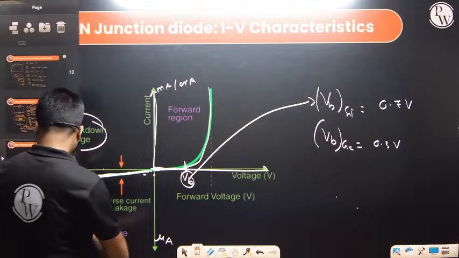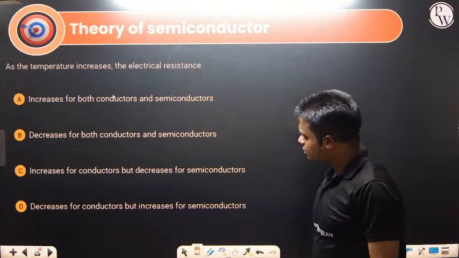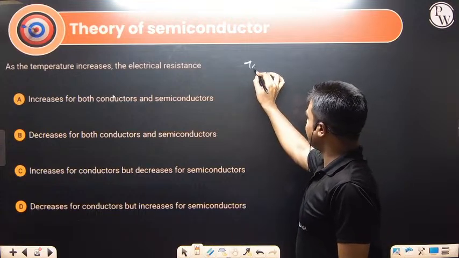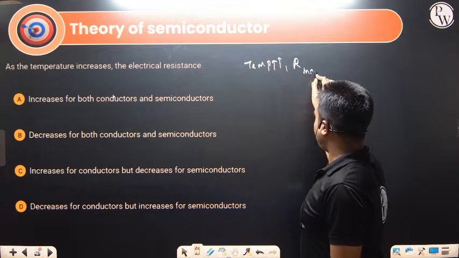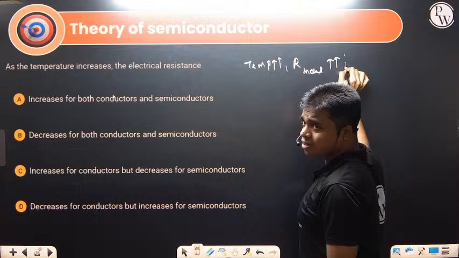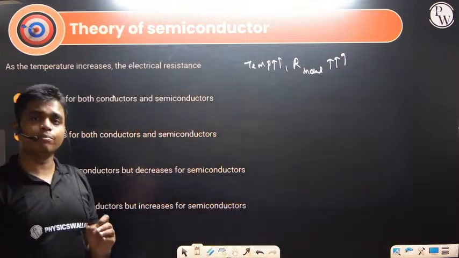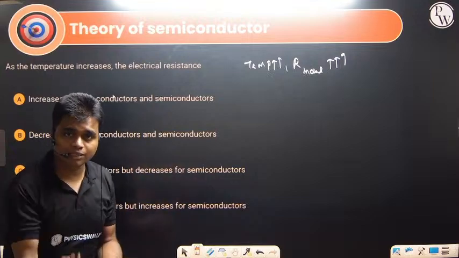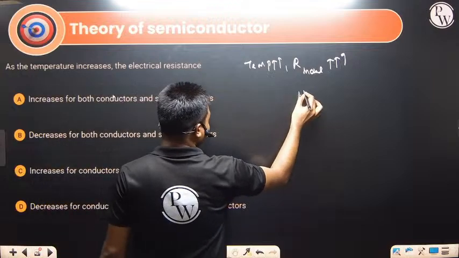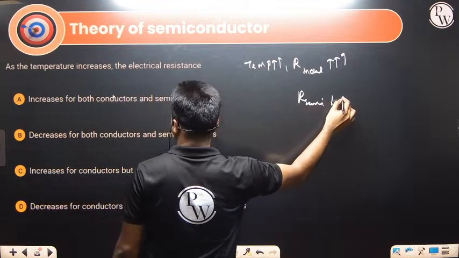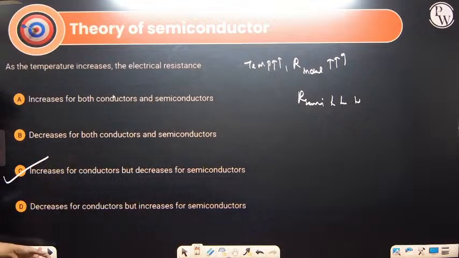Right? So let's see some of the questions that we have. As the temperature increases, the electrical resistance increases. When temperature increases, the resistance of a metal or conductor increases, but for a semiconductor, because electrons jump from the valence band to the conduction band, more electrons are available. So for a semiconductor, as temperature increases, resistance decreases. That's it. It increases for a conductor but decreases for a semiconductor.